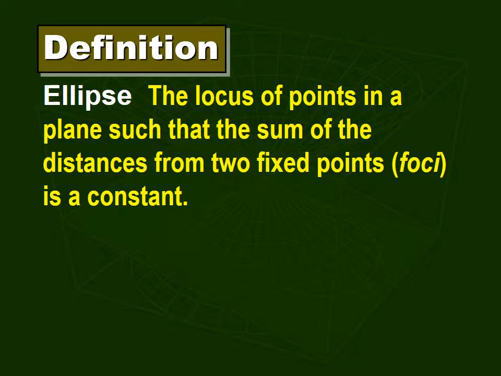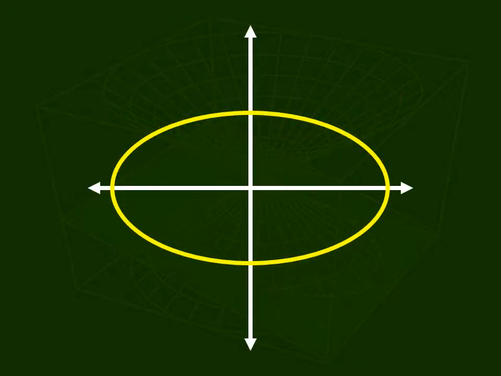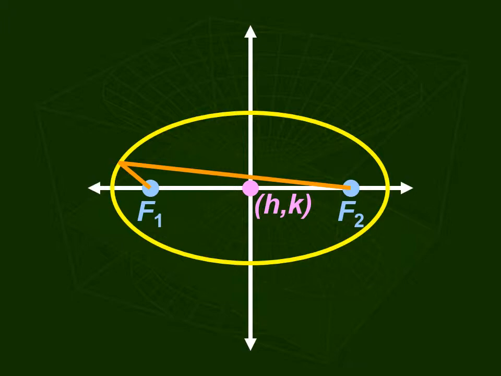Okay, so definition: the locus of points, which just means the collection of points in the plane, such that the sum of the distances from two fixed points, and those two fixed points are called foci, is a constant. Okay, so here's a center, your (h, k). You have two foci, F1 and F2, and no matter what point you choose, if you add those distances together, they are a constant number.